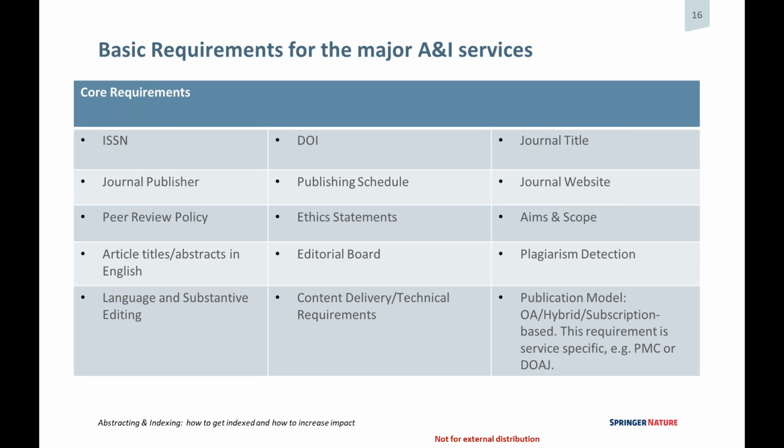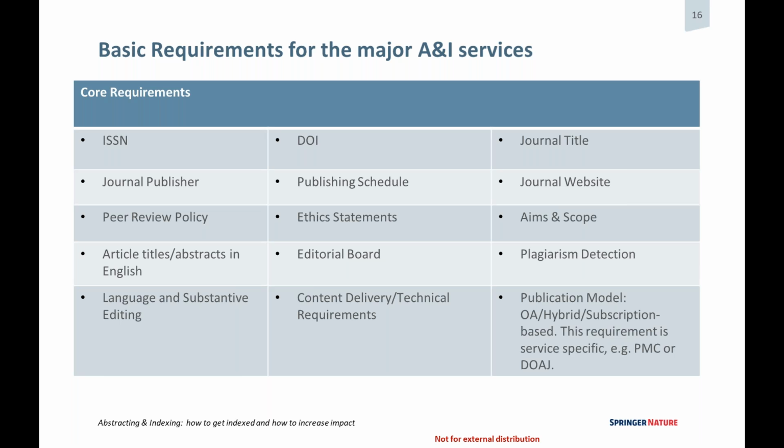Publishing schedule. They want to make sure that the publishing schedule is strictly executed. So if the journal is saying that it is a monthly journal, they are going to be looking that the journal is publishing on a monthly basis. Then they are also going to be looking at the journal website. So far as the navigation is concerned, the information is concerned, all that will be analyzed by the indexing services.